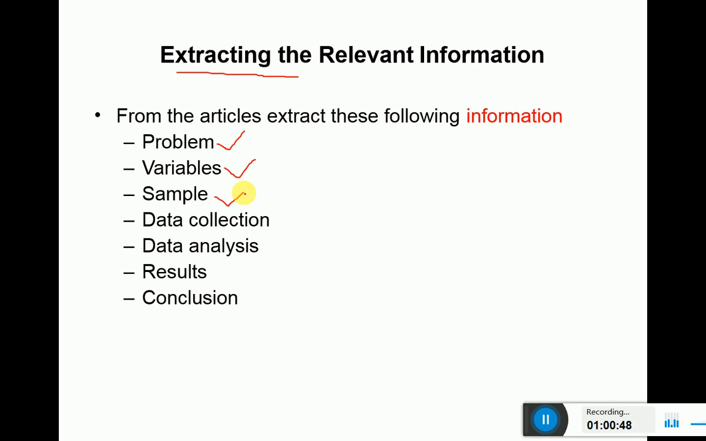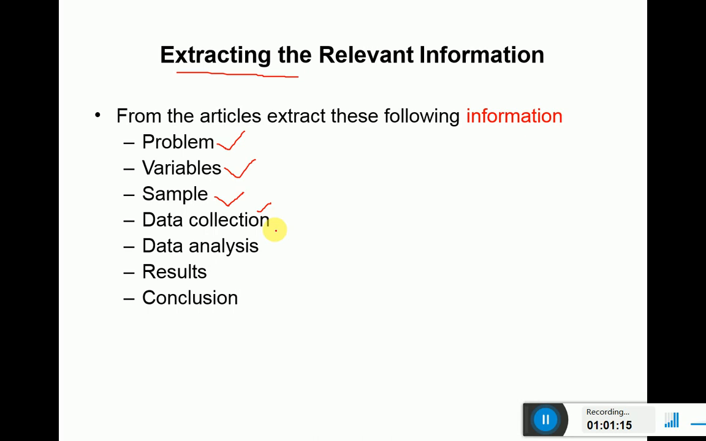Sample concept comes under the extraction of the relevant information. Then data collection: was it collected with a questionnaire, a structured interview, a panel interview, or an unstructured interview? Different skills are used, which inshallah we will explain in detail later. Then data analysis and interpretation.